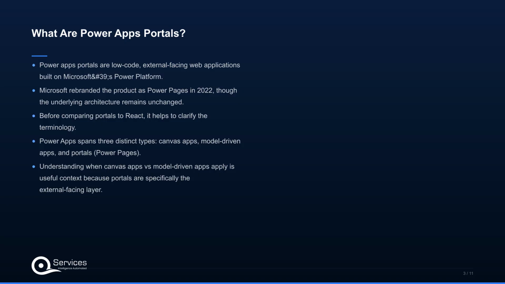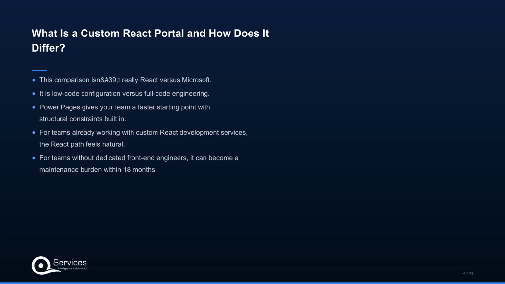Canvas apps give makers pixel-perfect control over internal interfaces. Model-driven apps follow data schemas automatically. Power Pages portals are what your customers or partners access through a browser. Now, what is a custom React portal and how does it differ?